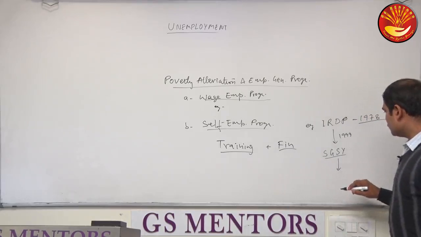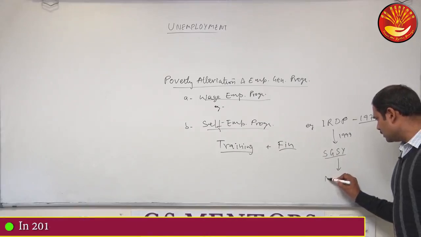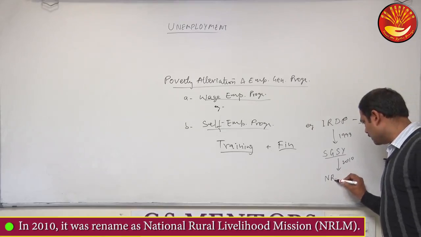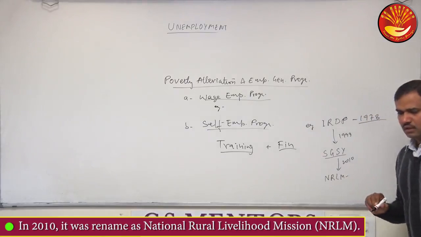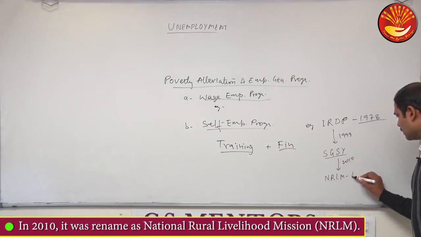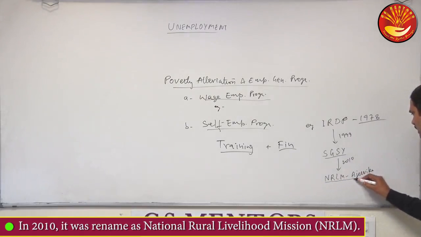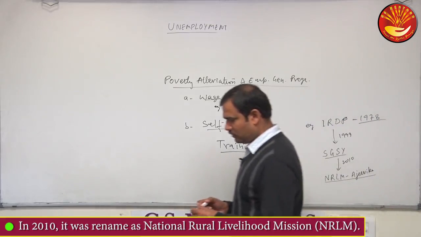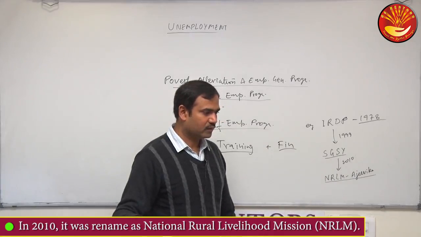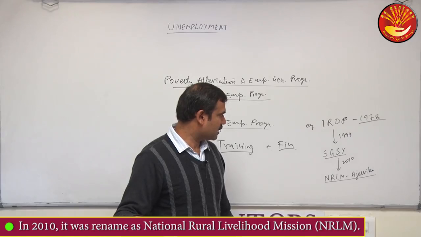Then in 2010, this program was renamed as National Rural Livelihood Mission, NRLM, Ajivika. Ajivika means livelihood. National Rural Livelihood Mission.